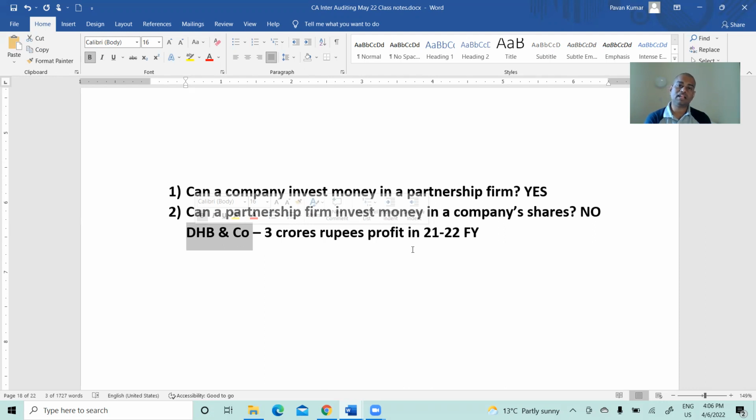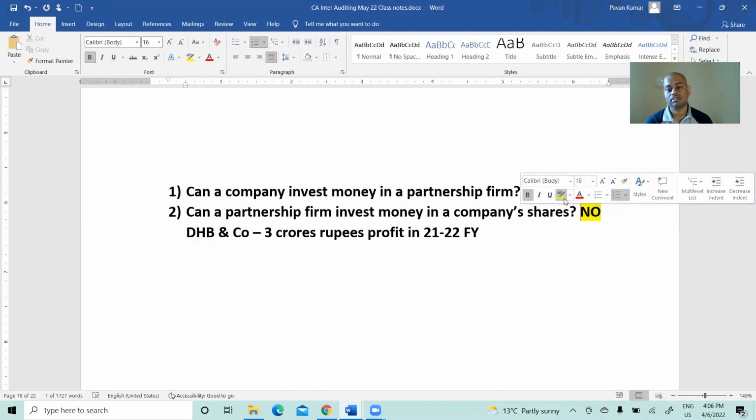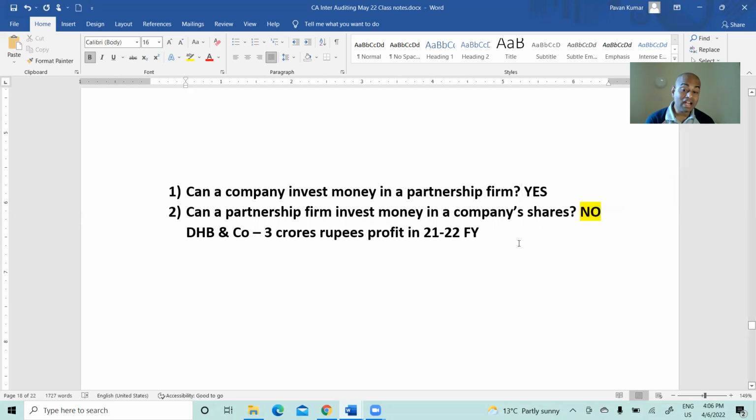The answer is no. Why? Because a partnership firm does not have any separate legal entity status. When it is not a separate entity, how can it invest? The three partners can hold shares as joint holders: Dharani first holder, Harini second holder, Bhuvaneshwari third holder. Like that, you can purchase shares in your individual capacity. But a company can invest money in a partnership firm.